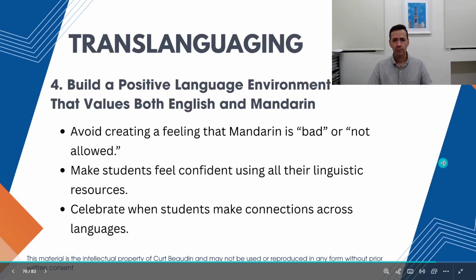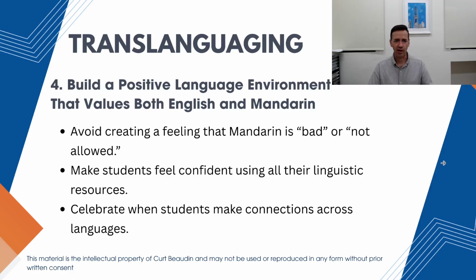Okay. Build a positive language environment that values both English and Mandarin. So of course, we don't want to say things like this language is good, English is better, Chinese is not good, don't use Taiwanese. We never want to do stuff like that. I know you already know that. Make students feel confident using all of their resources. And celebrate when students make connections across languages. Let them feel like this is a very normal thing to do.